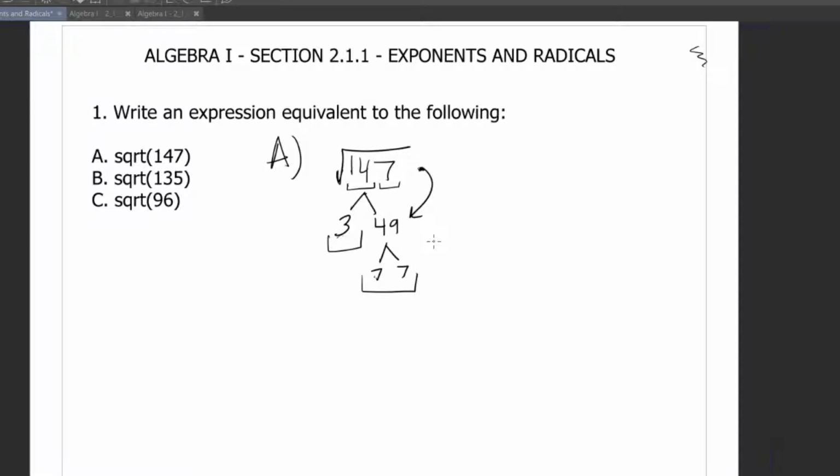What do you do after this point? What you want to do, this is the same thing as 7 squared. 7 times 7 is the same thing as 7 squared, which is equal to 49. So right now we have the square root of 3 times, let's say, 7 squared. That's what we have here. That's equivalent to this, since we broke down and got these two numbers. We got 3 and we got 7 squared here.